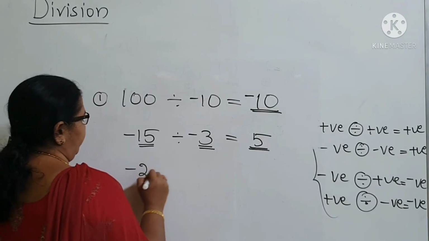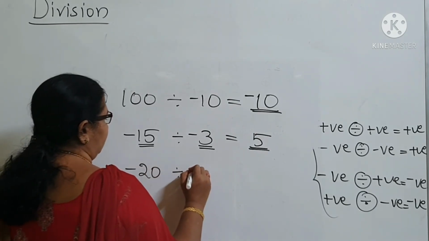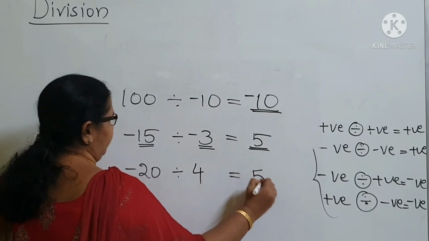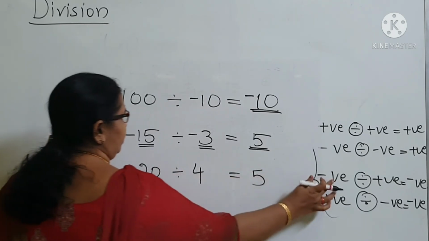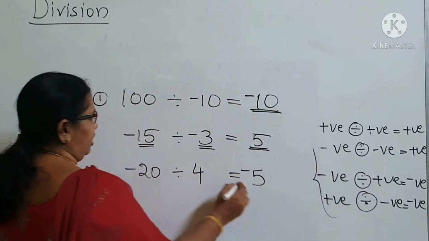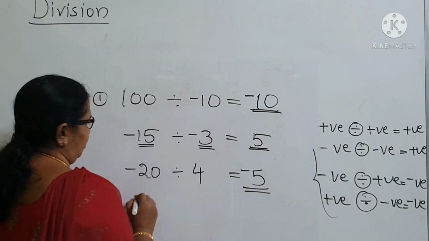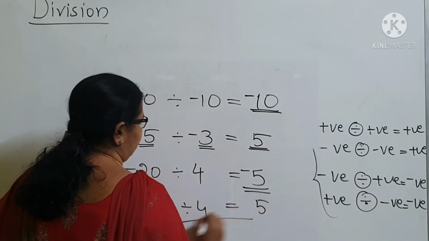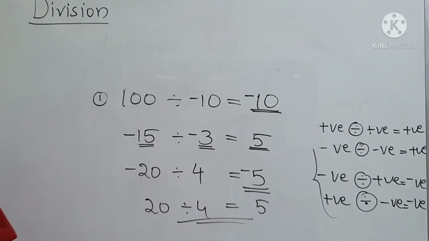Then negative 20 divided by 4. So 20 by 4 is 5. Negative divided by positive is a negative integer. So negative 5. Then 20 divided by positive 4 is 5. Positive by positive is positive.